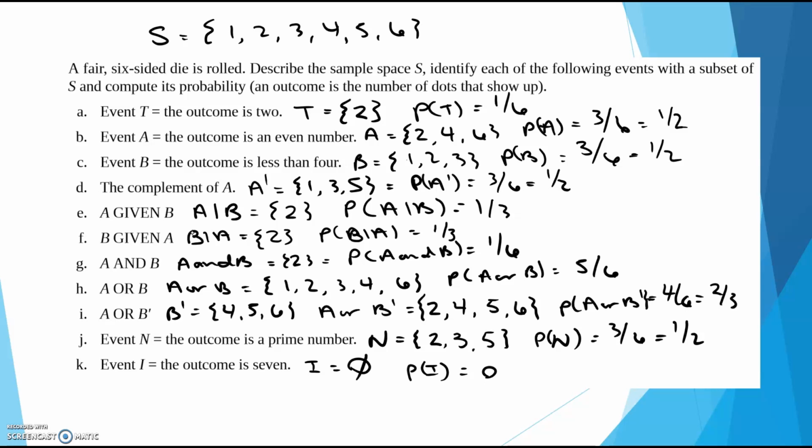Because remember, the probability of 0 means that this is impossible to happen. So this is like saying, what's the probability of rolling a 7 on a 6-sided die? Well, it can't happen. It's impossible. So the probability of that event rolling a 7 on a 6-sided die has got to be 0.